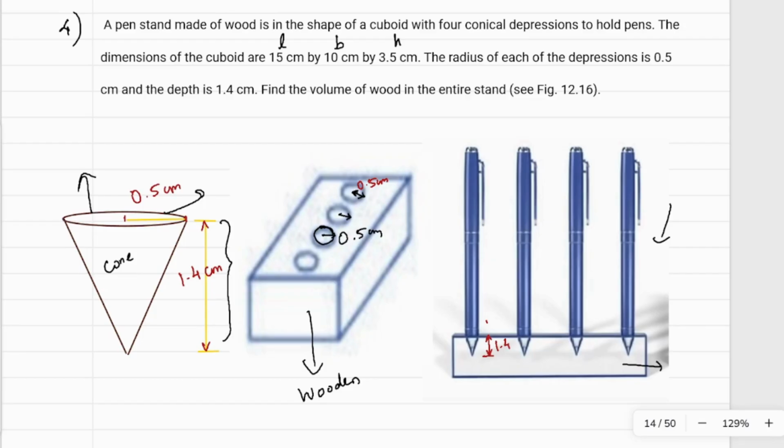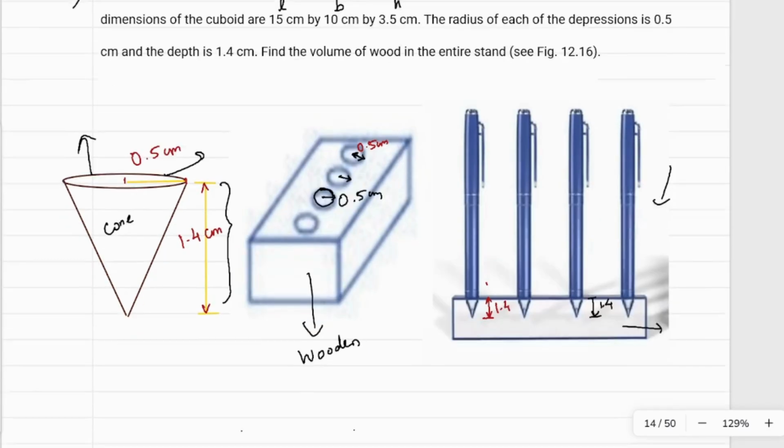And this is the depression, the height of the depression. How much is it given? It is 1.4 centimeter. That means from here till here, the length is equal to what? The depression height is equal to 1.4 centimeter. Now we have to find, once after drilling such 4 holes in the wooden block, what is the remaining area of the wooden block? That is what we have to find here.